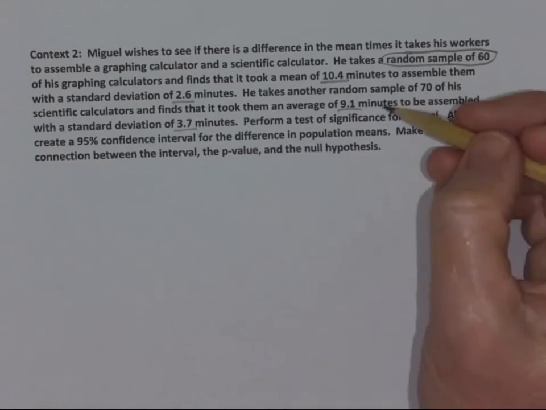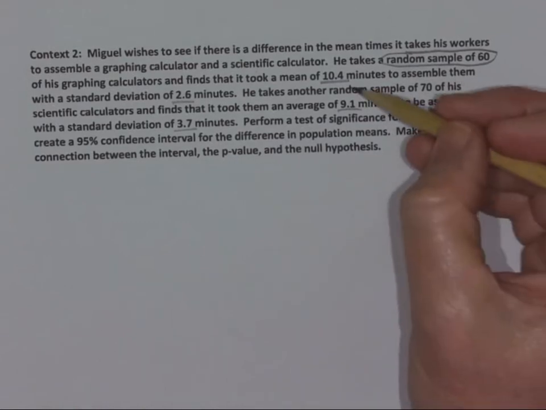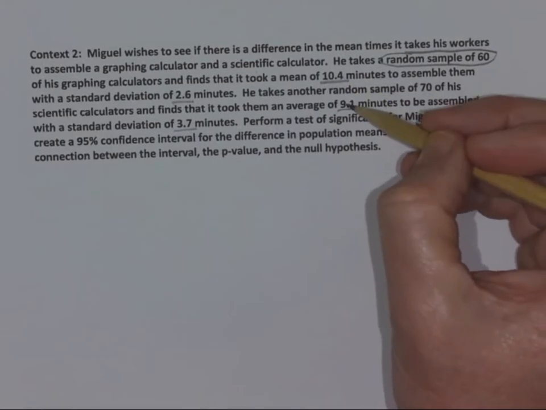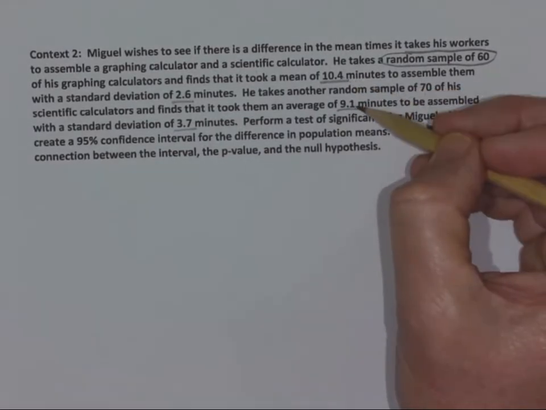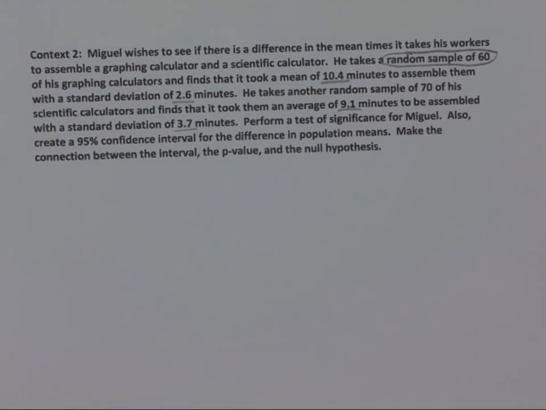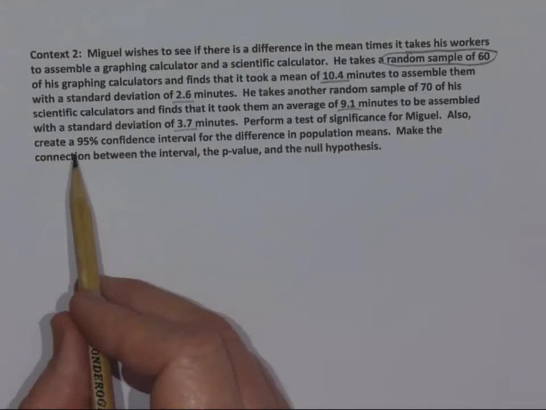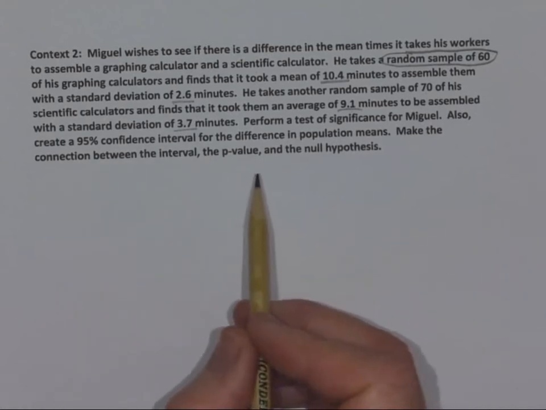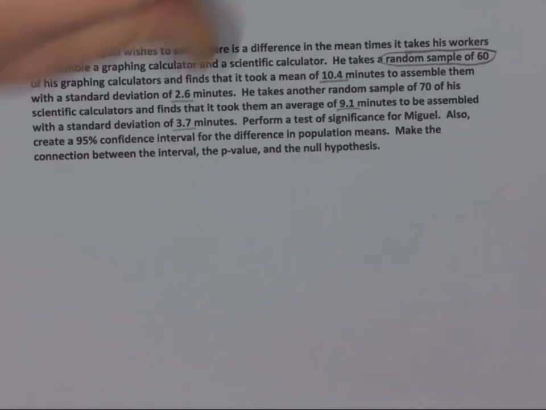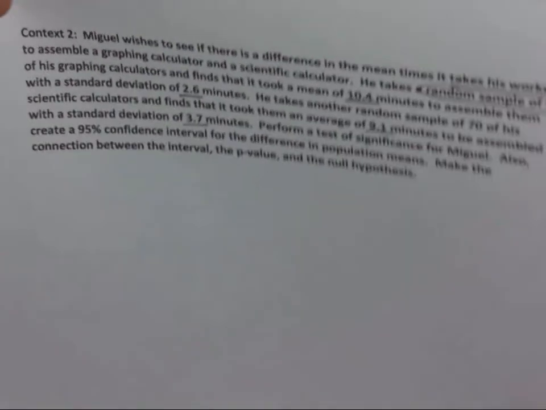And so the premise here is, well, it appears that they are really different, 10.4 and 9.1. But is it plausible that the difference between the graphing calculator time and the scientific calculator time is due to sampling variability? These are certainly means, so we're going to do a t-test. And there's two samples, so it's a two-sample t-test. But also we're asked to, once again, create a confidence interval and to make the connection between the interval, the p-value, and the null hypothesis value. So let's do this problem.